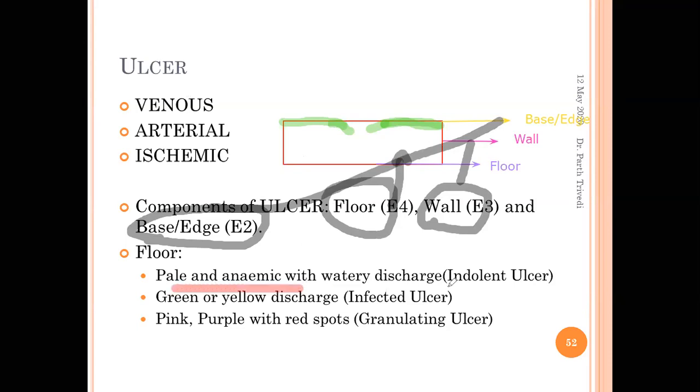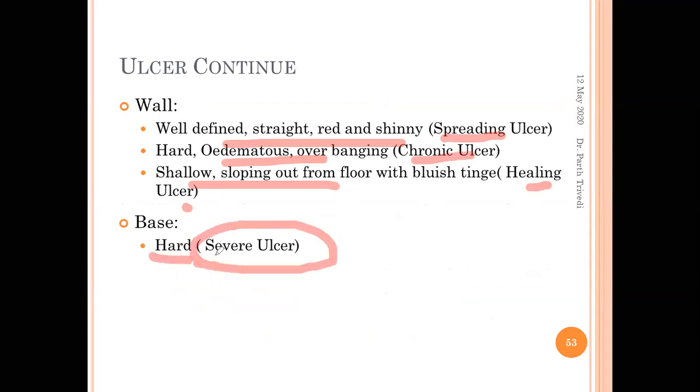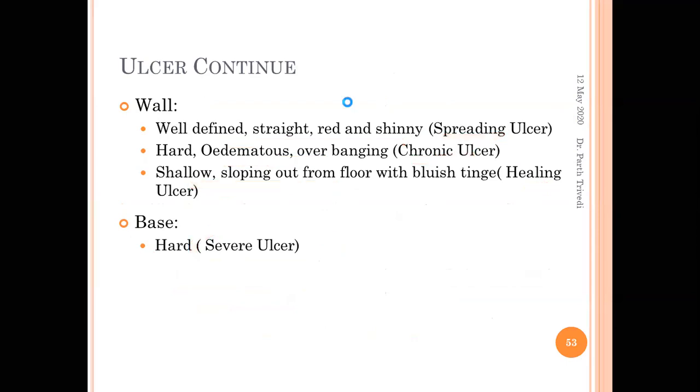If it is pale and anemic, it is indolent ulcer. Green and yellow, it is infected ulcer. Pink, purple with red spot, it is granulating ulcer. Wall of the ulcer, if it is well defined and straight, it is spreading ulcer. Hard and edematous, it is chronic ulcer. And shallow and sloping, it is your healing ulcer. And if the base is hard, it is severe ulcer. So practically you are supposed to find out the depth of the ulcer also using a measure tape. So that comes under your measure assessment part.